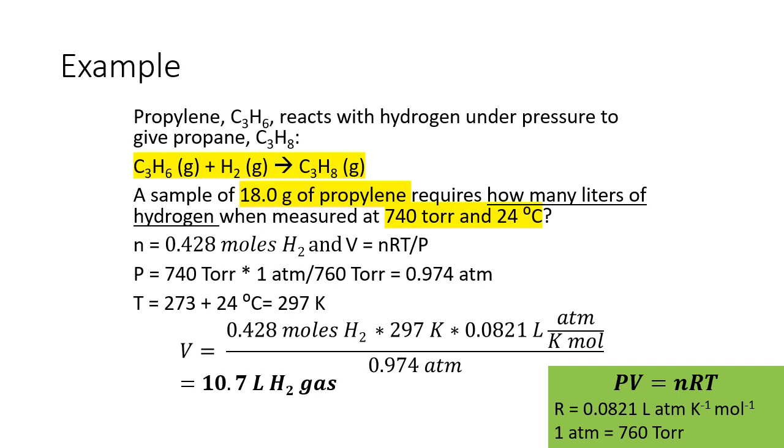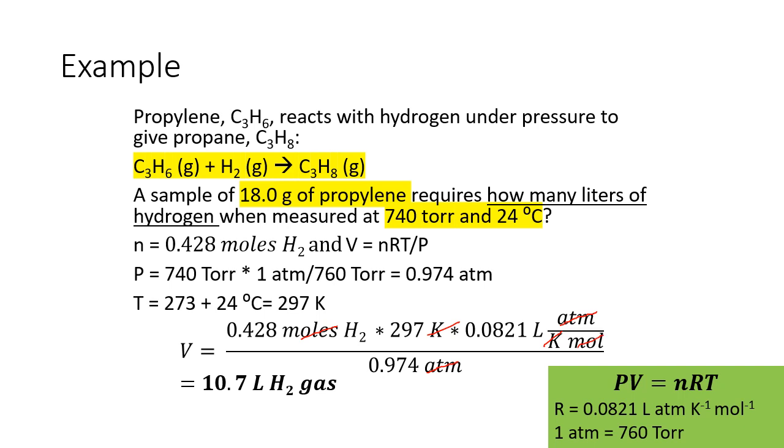So when you're doing these problems, we need to make sure that our units cancel. If this had been torr, it could not cancel with the atmospheres in R. If this had been Celsius, it could not cancel with Kelvin in R. See the pattern? All right, so make sure you're doing those things.